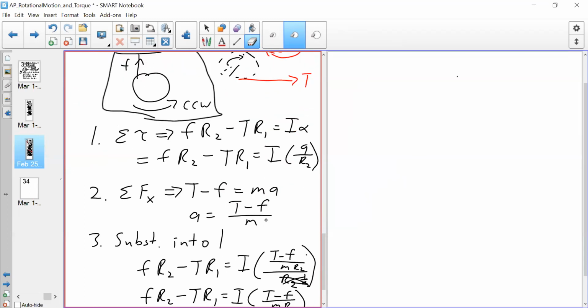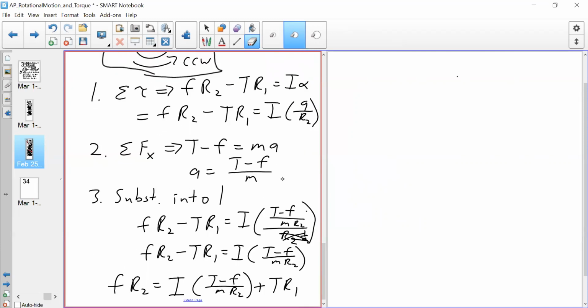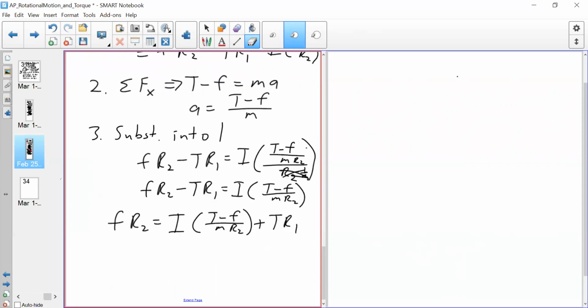And then we solve, get an expression for A: T minus F over M. Our second stage here, we were setting this up last time. So we substitute this into equation 1: FR2 minus TR1 equals I times (T minus F) over M, which is A divided by R2. And I get this, T minus F over MR2. And then this becomes algebra at this point.